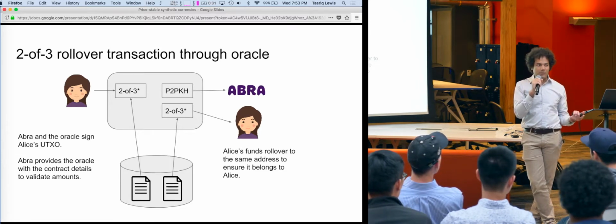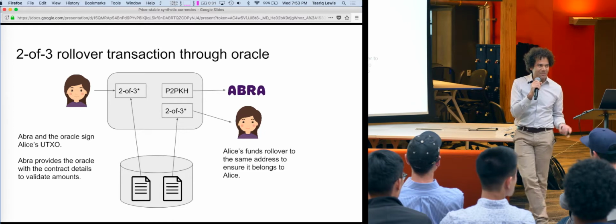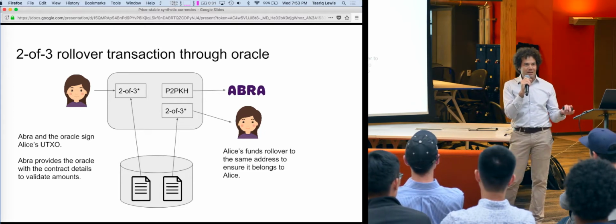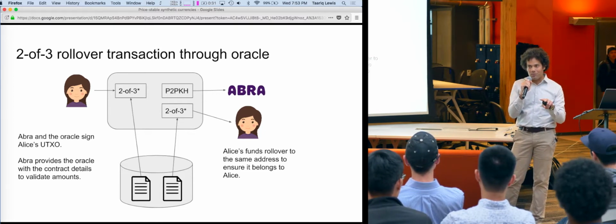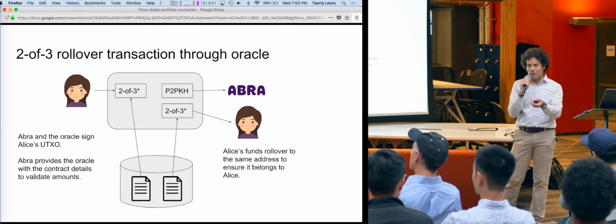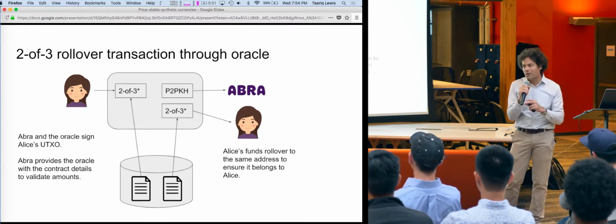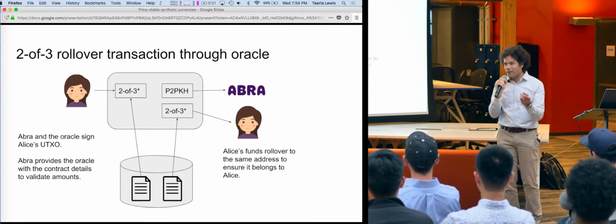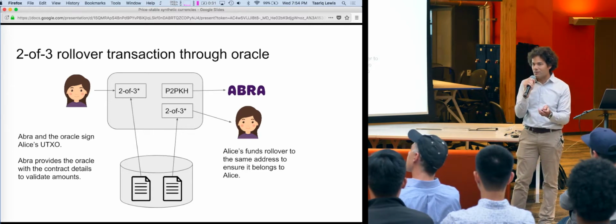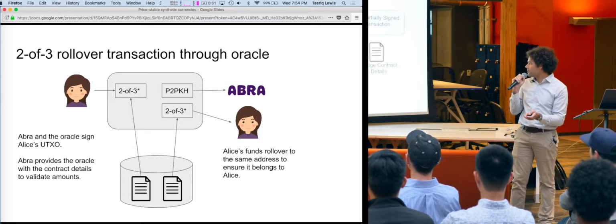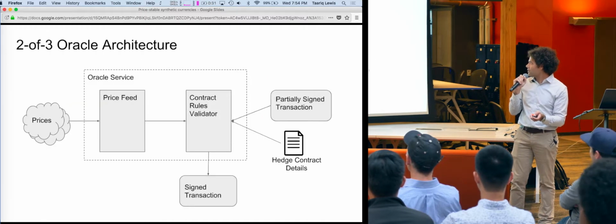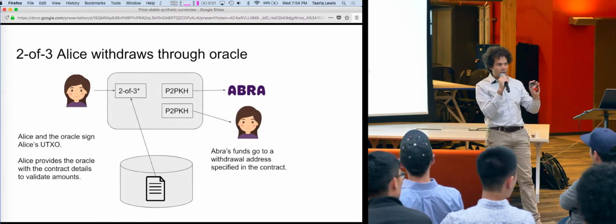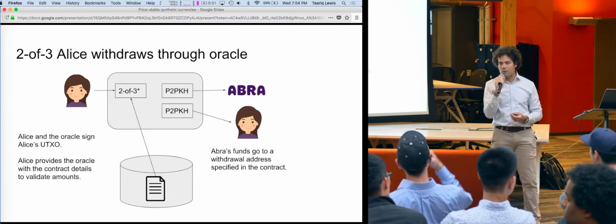Well, you definitely need the contract details also. But yes, if one party gets hacked, the point is that in 2 of 3, you need 2 parties to be compromised. But you're right, you could pretend to be the Oracle. There are a bunch of ways you could add extra security, but that's beyond this presentation. So, any more questions on how the Oracle works?